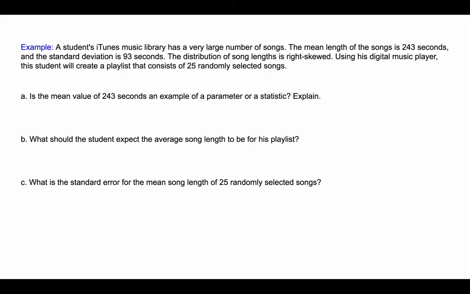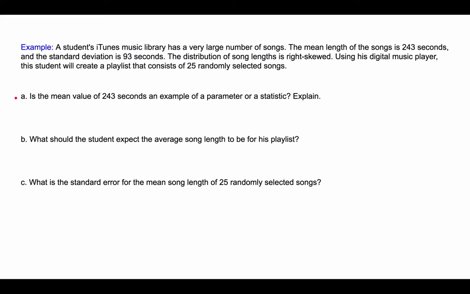A student's iTunes music library has a very large number of songs. The mean length of the songs is 243 seconds, and the standard deviation is 93 seconds. The distribution of song lengths is right skewed. Using his digital music player, the student will create a playlist that consists of 25 randomly selected songs. We'll do parts A through C here.